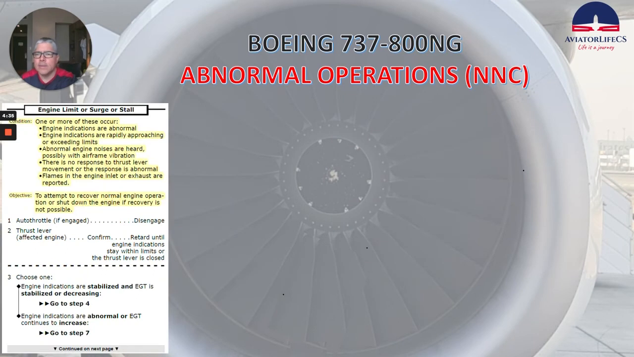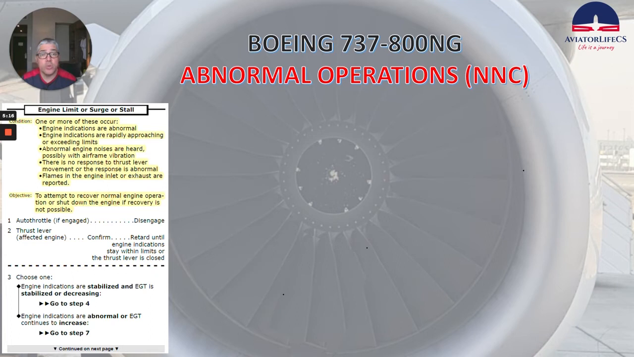Now, let's talk about the engine limit or surge or stall. Condition, one or more of these occur. Engine indications are abnormal. Engine indications are rapidly approaching or exceeding limits. Abnormal engine noises are heard, possibly with airframe vibration. There is no response to thrust lever movement or the response is abnormal. Flames in the engine inlet or exhaust are reported. The objective is to attempt to recover normal engine operation or shut down the engine if recovery is not possible.